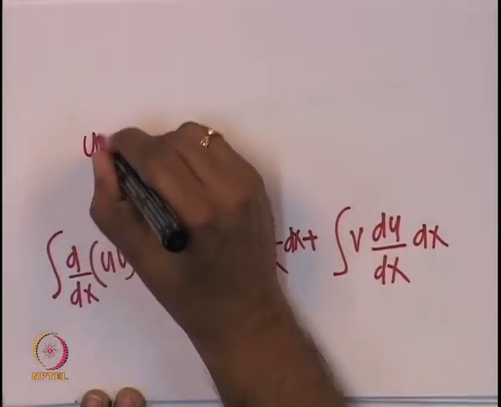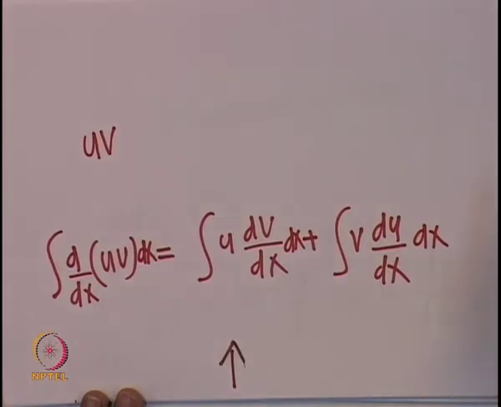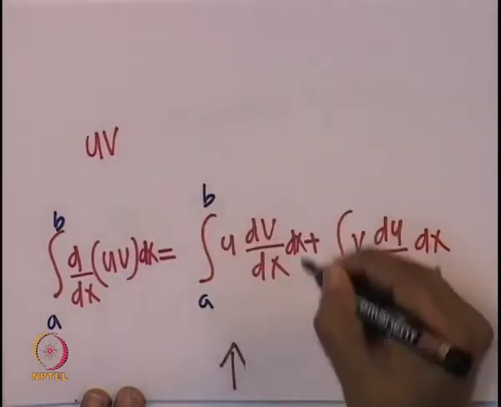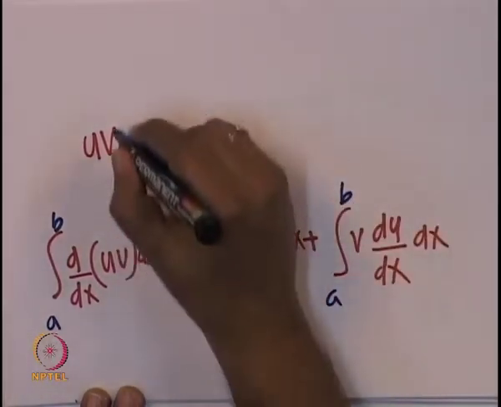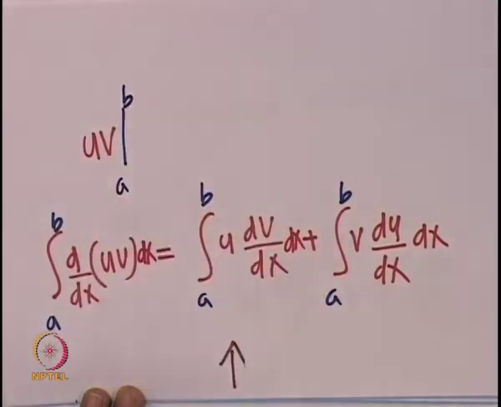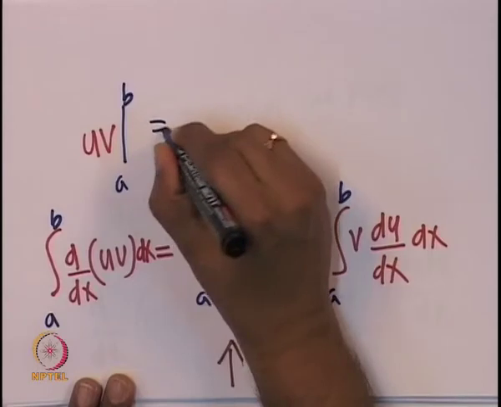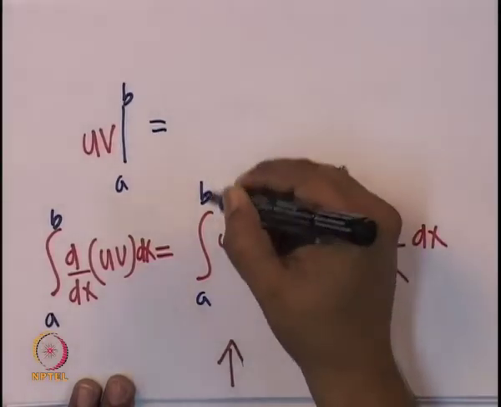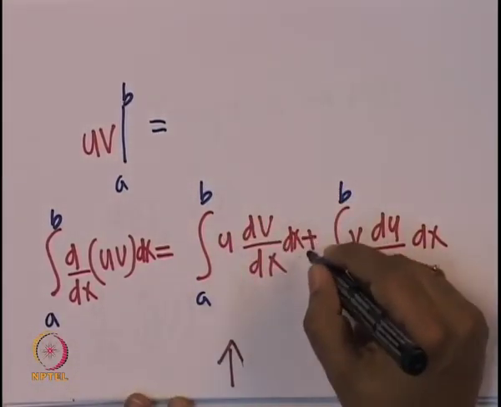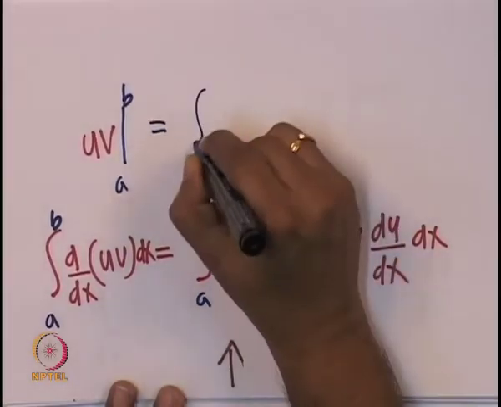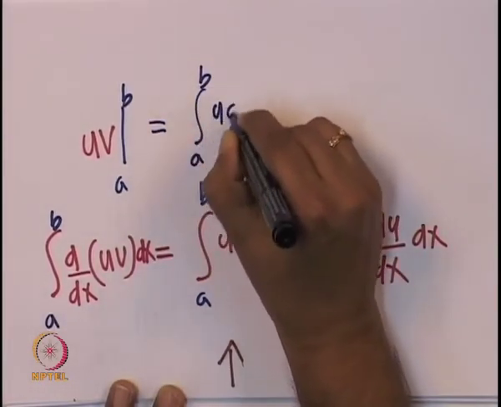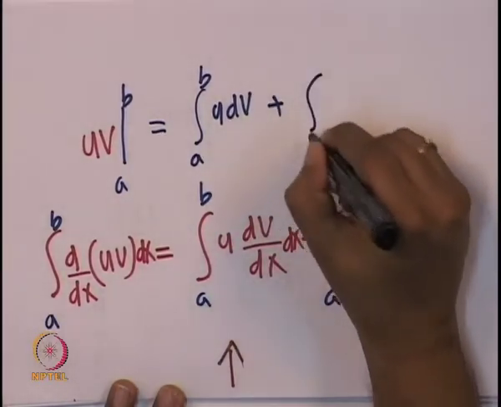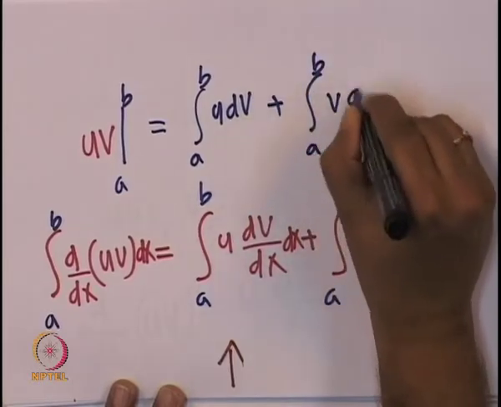So, this has to be u v itself. Let us say we are doing this between two limits a and b. Then you will have to apply the limits a and b here: the integral from a to b of u dv/dx dx can be written as integral u dv plus integral a to b v du.